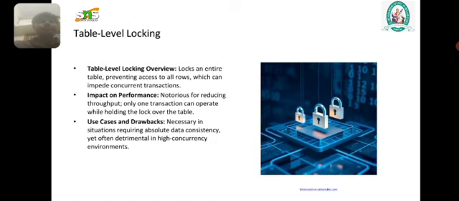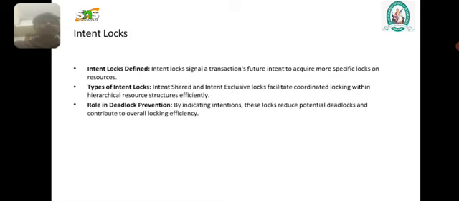Next is table level locking. Table level locking locks the entire table, preventing access to all the rows, which can impact concurrent transactions. On performance impact, it reduces throughput, and only one transaction can operate while holding the lock over the table. Use cases and drawbacks: it suits situations requiring absolute data consistency, but is detrimental in high concurrency environments.